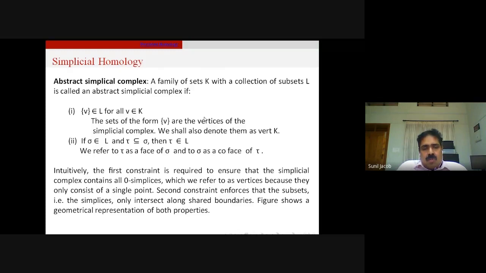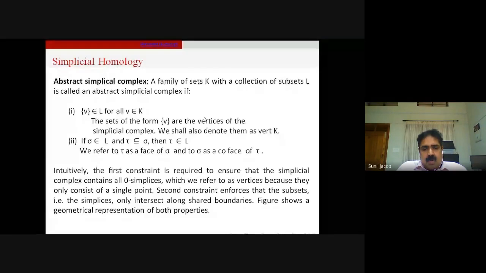singletons {v} belong to L for all v belonging to K. This ensures that the singletons form part of the complex. That means they are called the vertices or the vertex set of K. And if sigma belongs to L and tau is a subset of sigma, then tau will also belong to L. And tau is referred to as a face of sigma, and sigma is referred to as a co-face of tau.